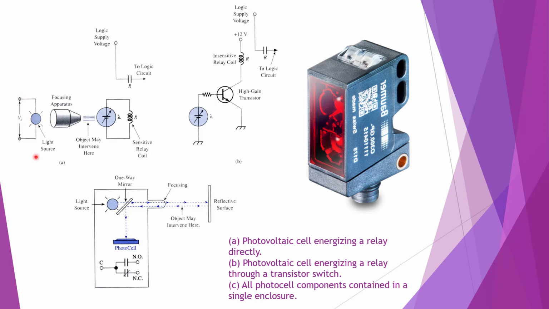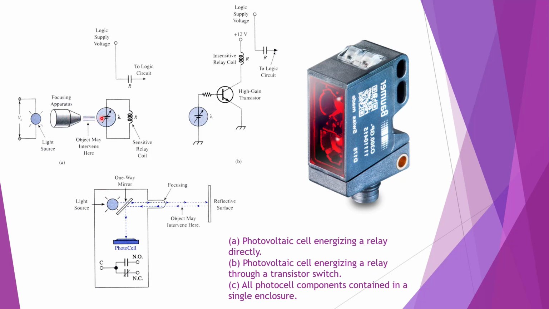I have a light source and I have a lens that focuses that. It's aimed at a PV cell. So if something comes between here and blocks this light, obviously this voltage is going to change. In this case, the way this particular circuit's set up is like this. I have my light source and the focusing to focus the beam.